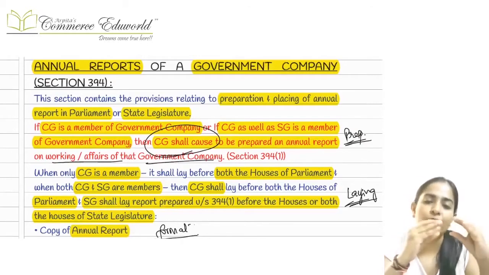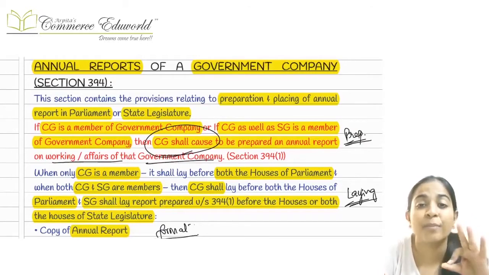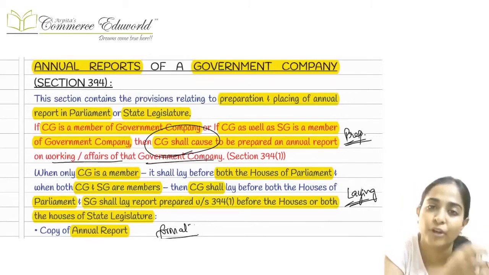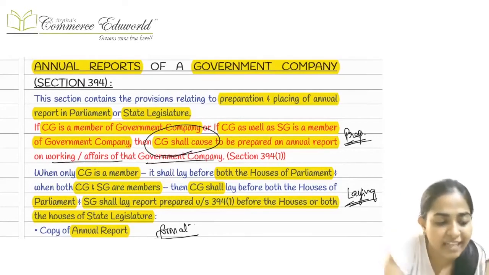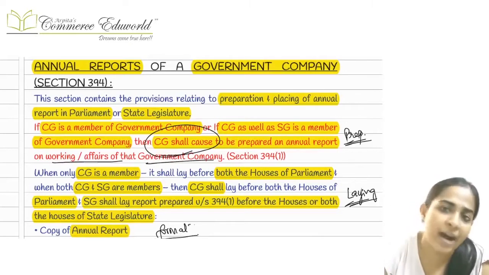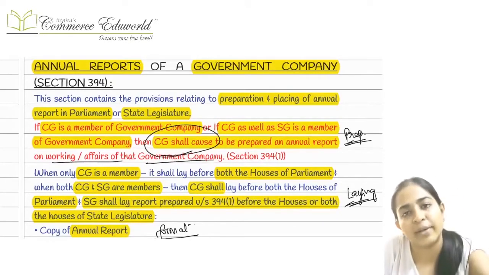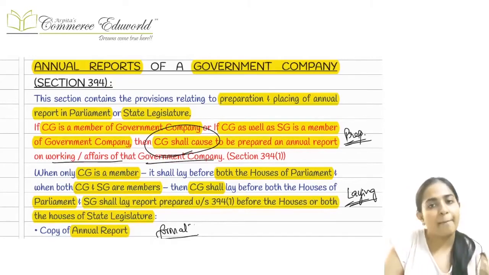Central government is going to prepare this within 3 months from the date of AGM, and it is going to present it before both the houses of Parliament. Preparation has to be done by the CG and the presentation also has to be done by the CG before both the houses of Parliament.